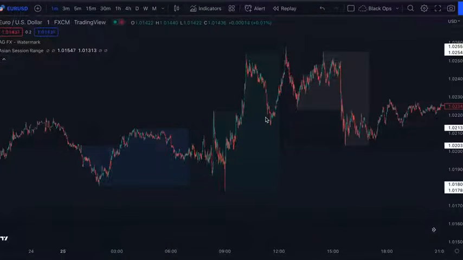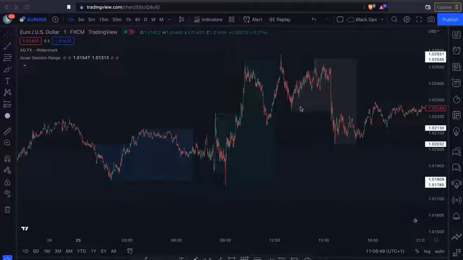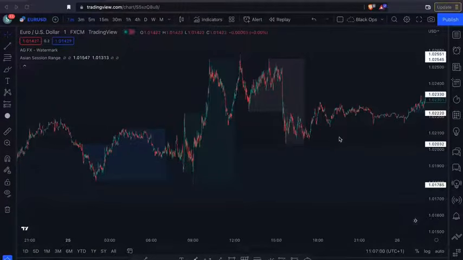And we know that the New York session is either going to continue this move to the upside or it's going to reverse. And in this case, it shows us a nice reversal. We can see price pushes up, comes into this area, and then it reverses to the downside. This is a nice example of a New York session reversal.